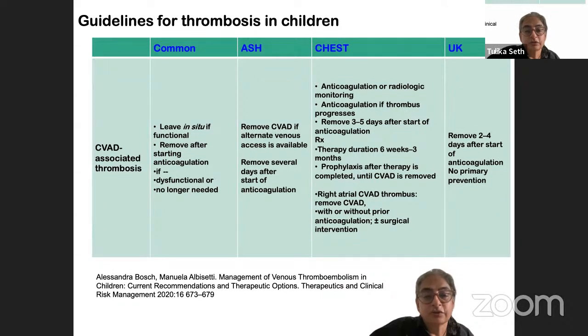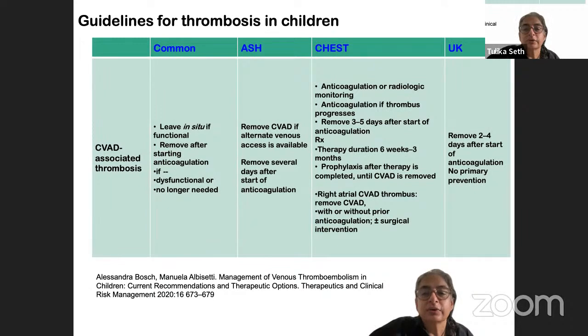If it's functioning, if it's not functioning, then after 1 or 2 days of starting the anticoagulation, you can then remove it. In the ASH guidelines, they say to remove the catheter if you have an alternative venous access. If not, they say remove after several days of starting the anticoagulation. It's not a good idea to remove it immediately because you may dislodge the thrombus.